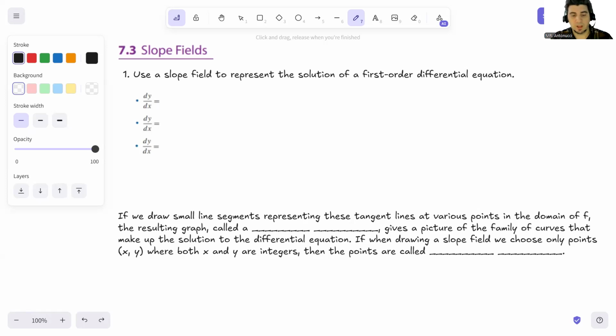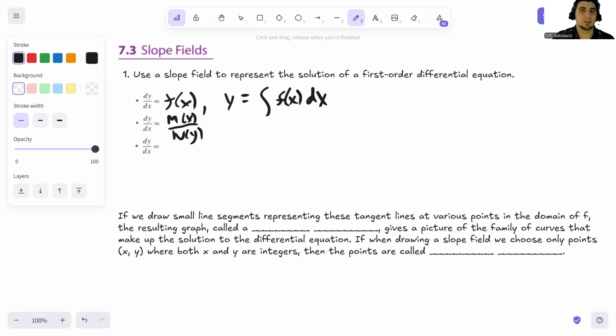The first is where dy/dx was equal to f of x. And so to get y, we just took the antiderivative of f of x dx, where the antiderivative could be found. The second kind was separable, and that's where dy/dx was m of x over n of y. And you could separate those by collecting your y's and dy's on one side and your x's and dx's on the other and integrating both sides.